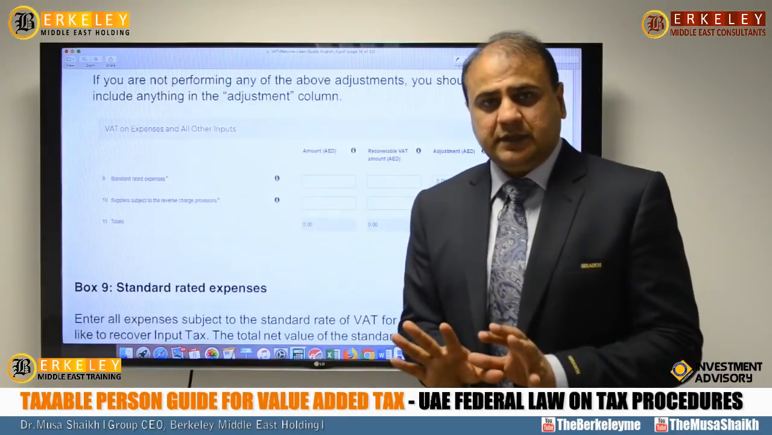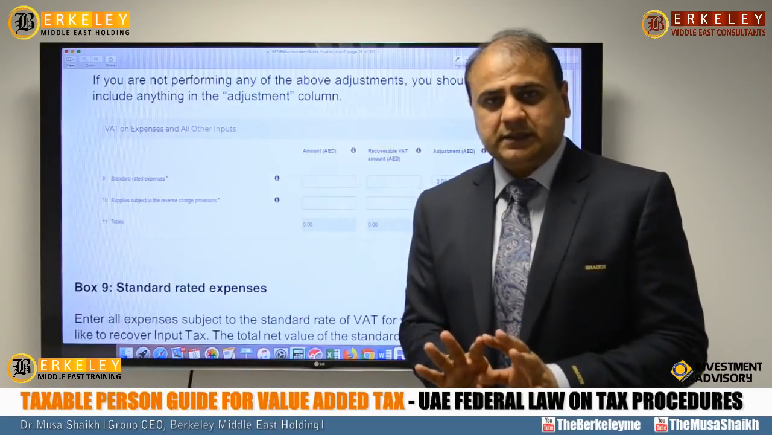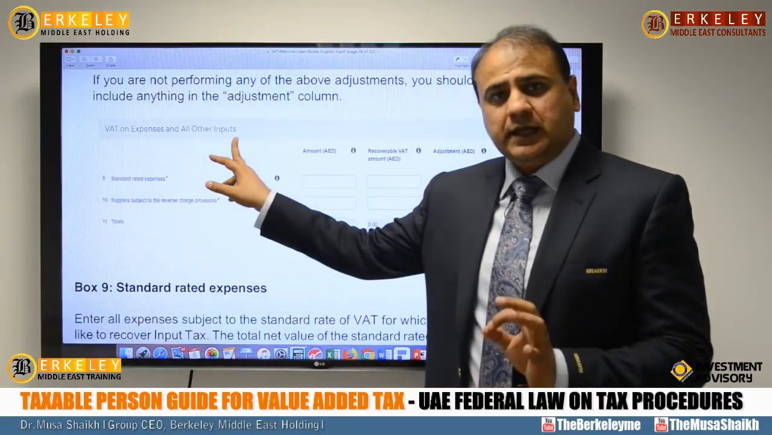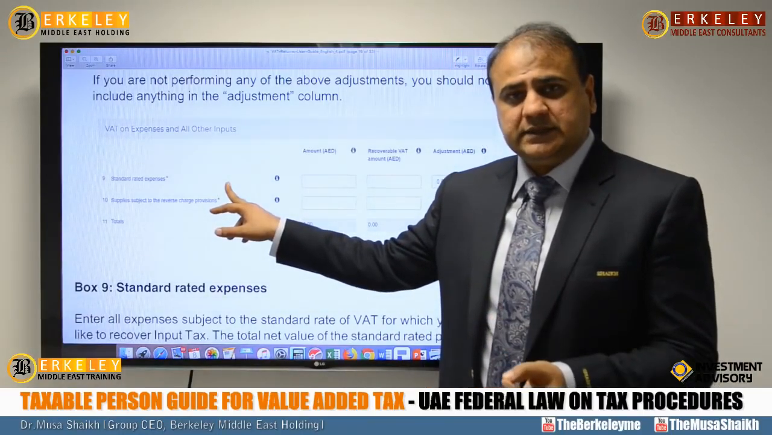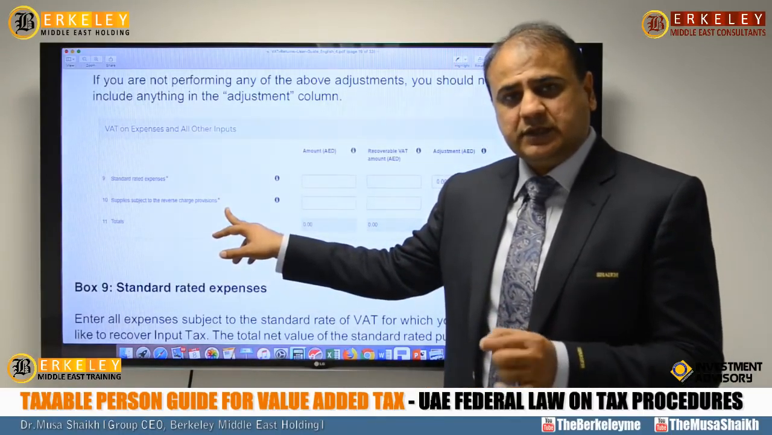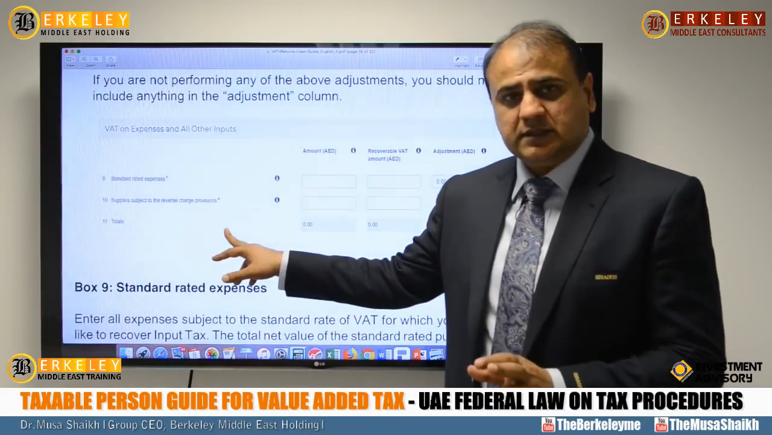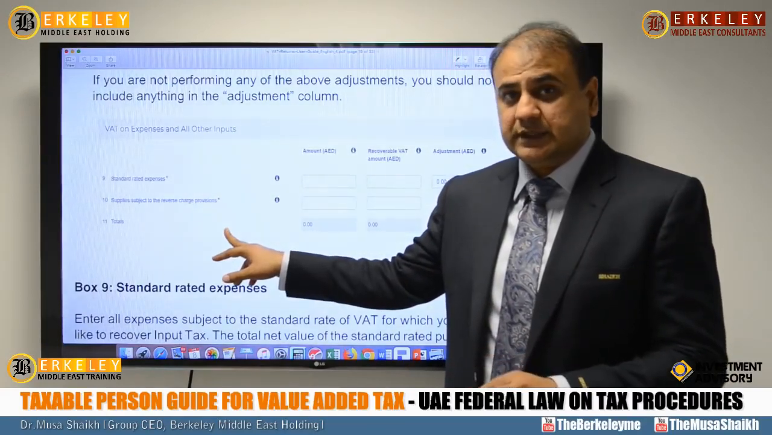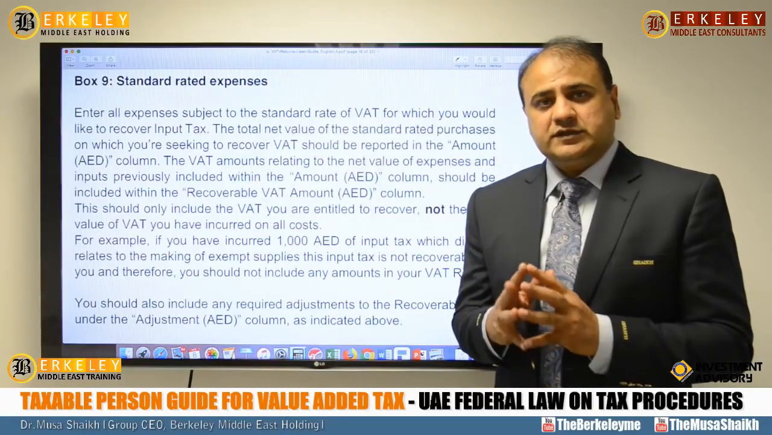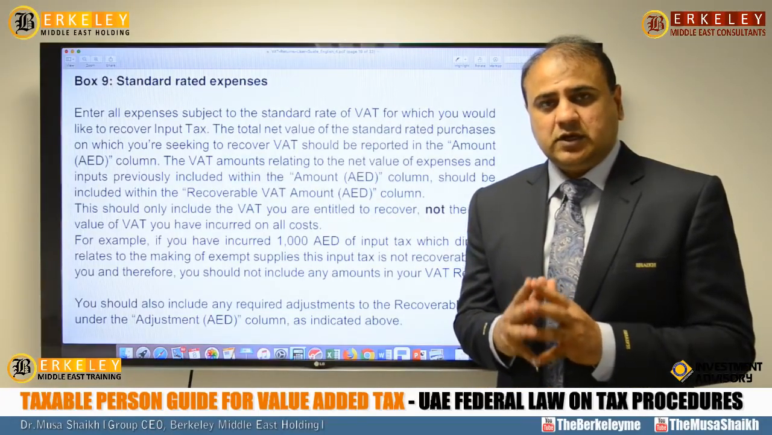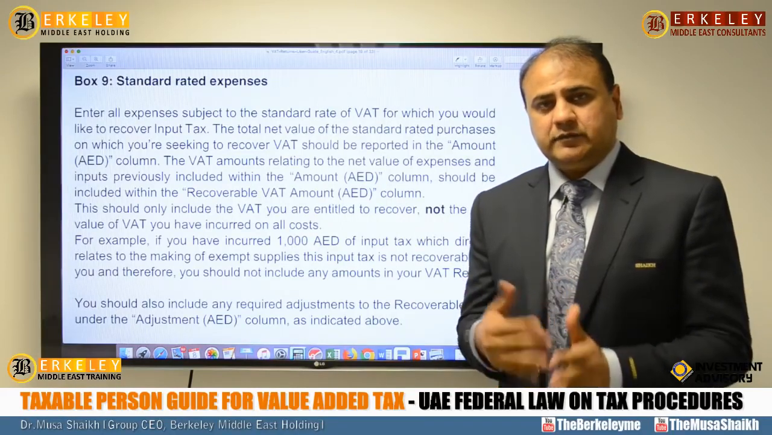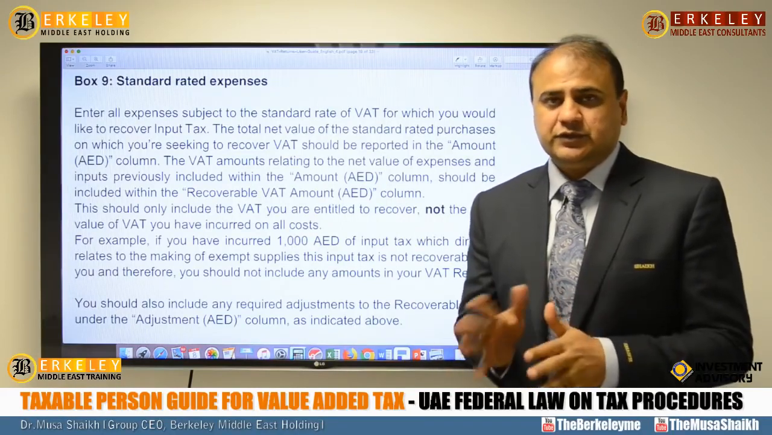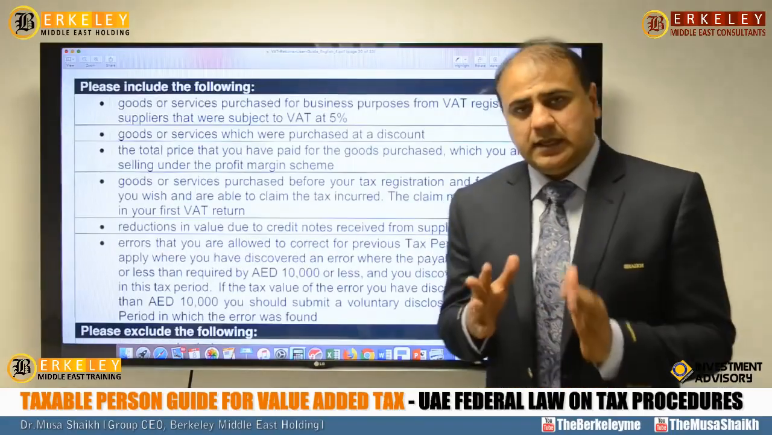So here is the summary of VAT on expenses, it will look like this, and all inputs. You have to show the standard rated expenses and supplies that are subject to reverse charge, and the system is going to calculate the total automatically. Box 9 is for standard rated expenses. So now I will tell you what you should include as a claim for recovery and what you should not do. So let's move forward.